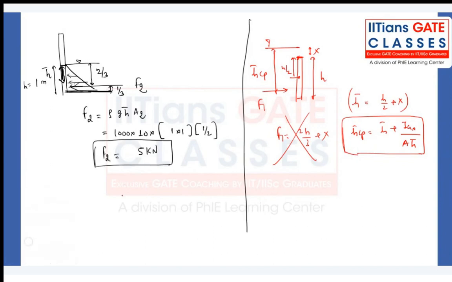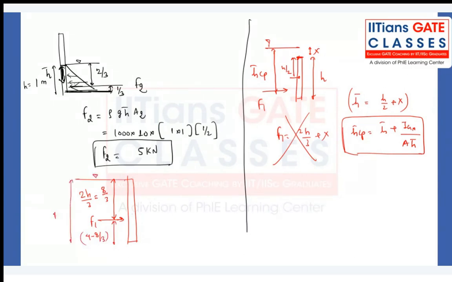So my dear friends, now we have to take the moment. This is a barrier where force F1 acts at a distance 2h by 3, where h is nothing but 4. So 2 into 4 by 3, that will be 8 by 3. And so from the bottom, it is 4 minus 8 by 3, as the total height of the water surrounded here is 4 meter. And what about the next segment?